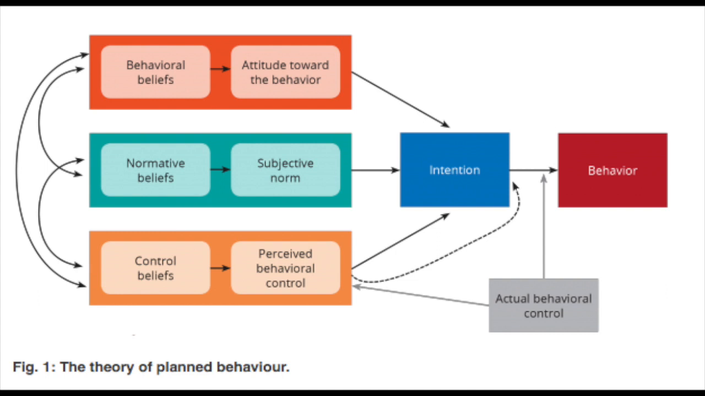Take control beliefs, for example, which is an individual's belief about the presence of factors that may hinder or facilitate a behavior. If there is an abundance of factors that facilitate a behavior, perceived behavioral control, which is the perceived ease of performing a behavior, will be high, which in turn will lead to intention and eventually behavior.